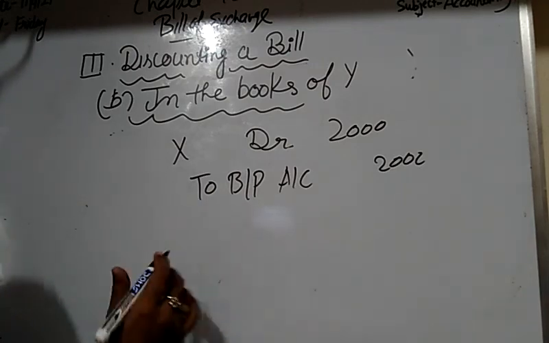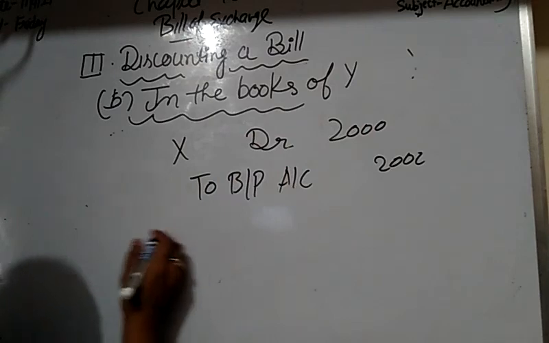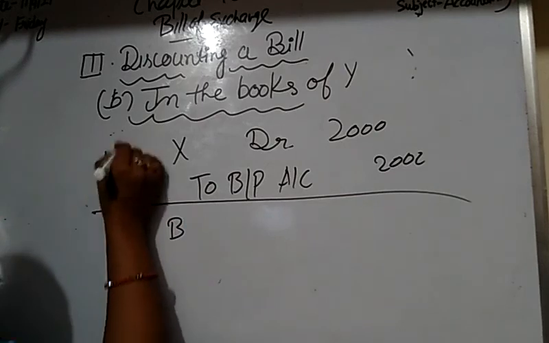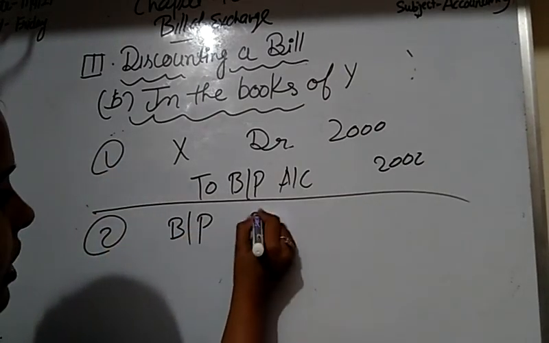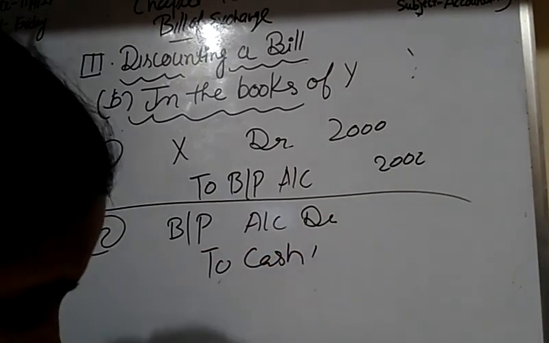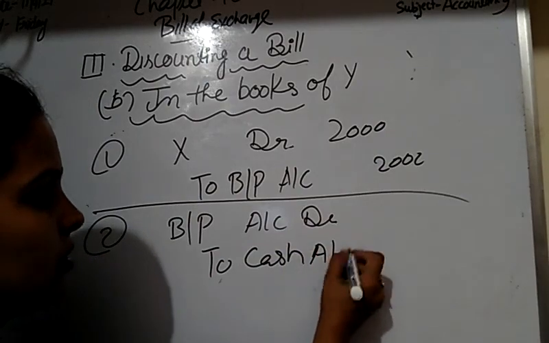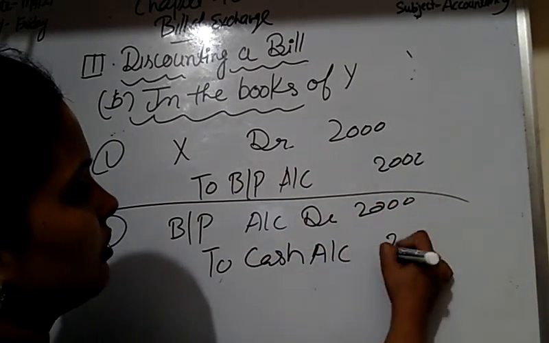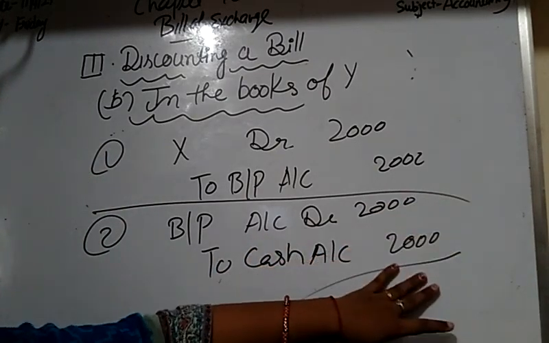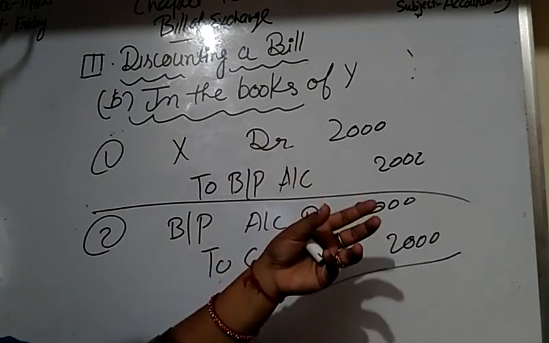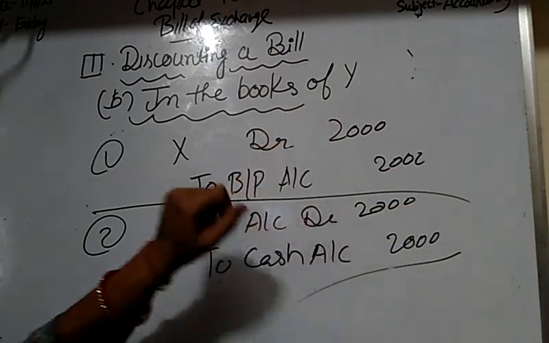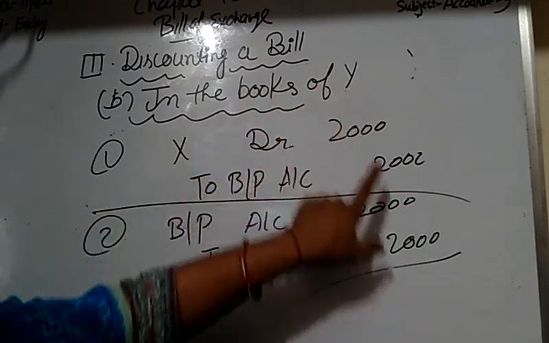Now at the date of maturity, Y paid the bill. When he paid the bill, the second journal entry is bills payable account debit to cash account. In place of cash, we can also write bank account. So we are adding just cash account 2000. Nothing is related with this account. The discount has no relation with this account, because discount is related between two parties, that is the bank and X. So Y had to pay the full amount of 2000.